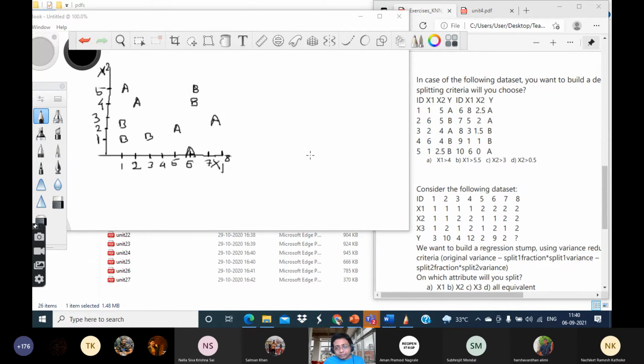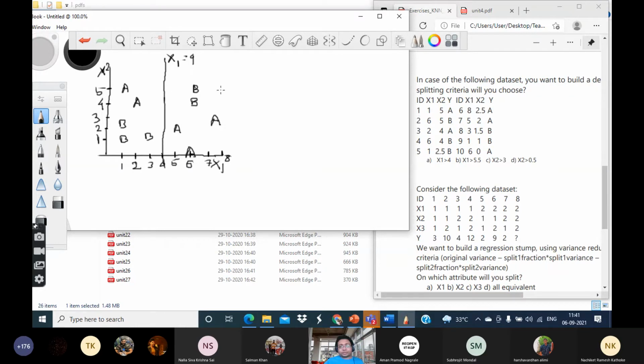So now what is being asked is which of these criteria I will choose for splitting. x1 greater than, say let us consider the first one, x1 greater than 4. So this is x1 equal to 4. So if I draw a line here, I am drawing this line here. What is this line? This line is basically the line called x1 equal to 4.